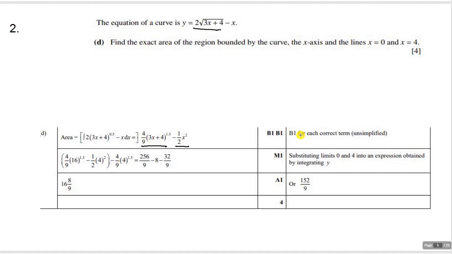It's not uncommon for people to forget. They spend all their energy finding the integration of this first thing and then forget to integrate this minus x. I don't know if it's because it's just a minus x and they feel like it's almost nothing, but it's easy to do and people do miss it, okay? So that's 2 points right there, getting both of those terms. Now, substituting the limits for 0 and 4 into the expression, that's a method point. Notice how we're showing this method, all right? And then they get a final answer.